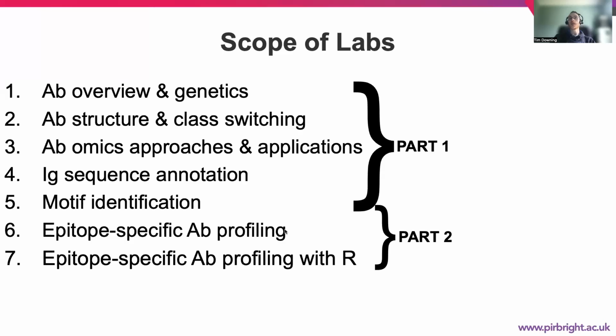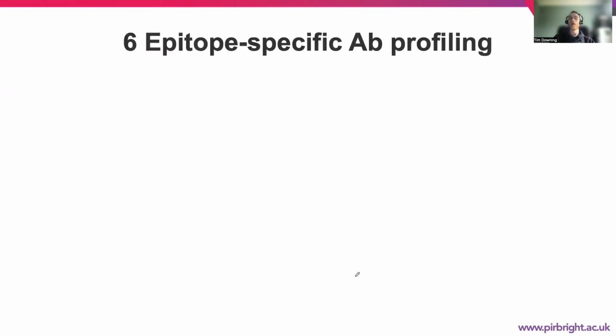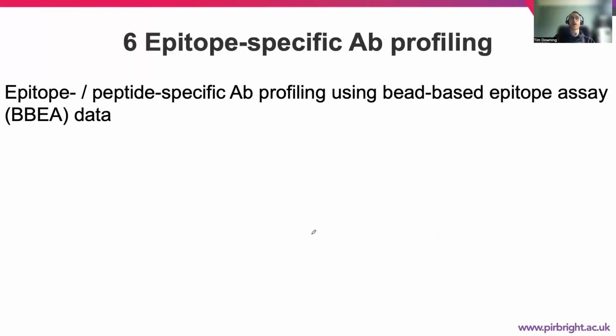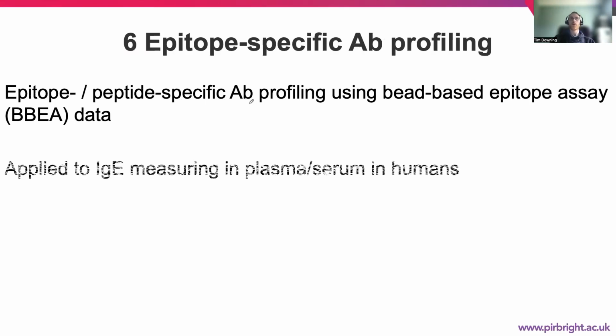So welcome to video 6 of this course G05, where we're going to look at epitope-specific antibody profiling using the theory behind that before we look at the demonstration video later. So this whole approach is based on what's called BBEA, which is bead-based epitope assays, that allows us to look at the peptide specificity of different antibody profiles. And here we're looking at that in the context of IgG measured in human blood sera.